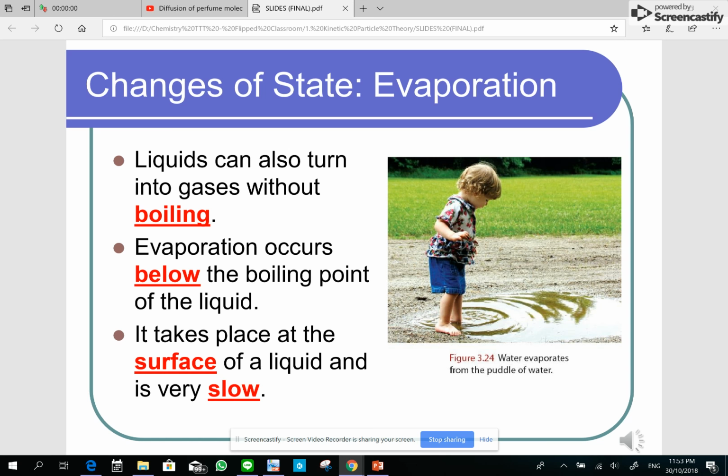Okay, so just now you learned about boiling. Actually, evaporation is a very similar process to boiling. So let's now explore the differences between boiling and evaporation.